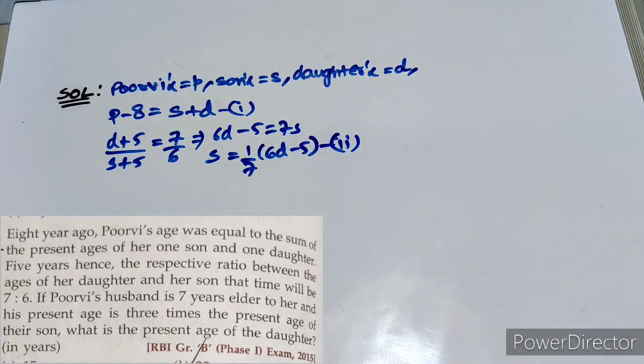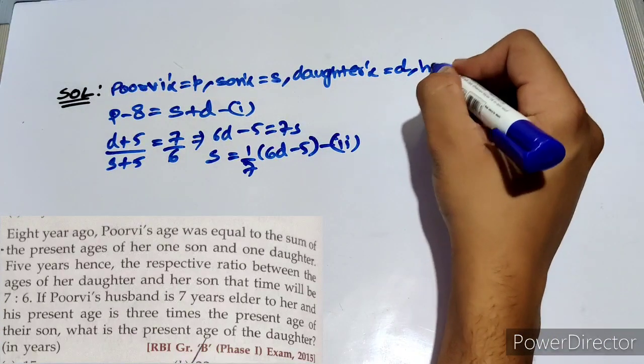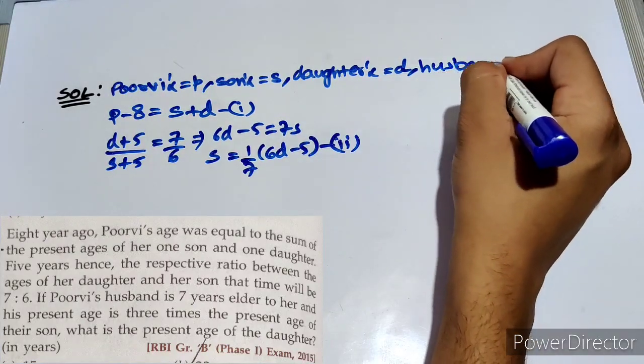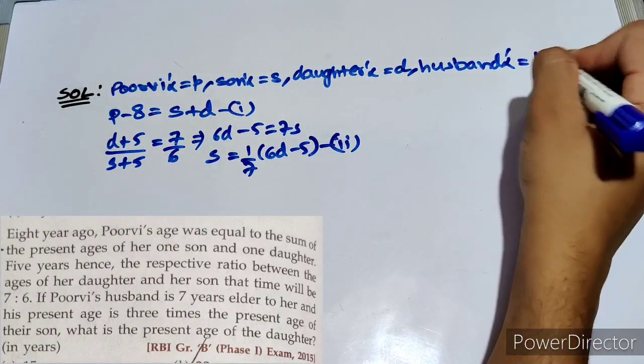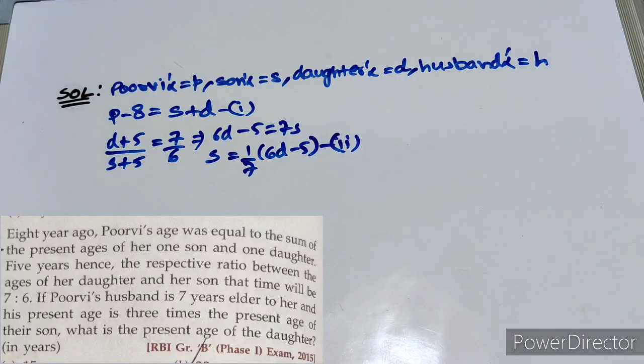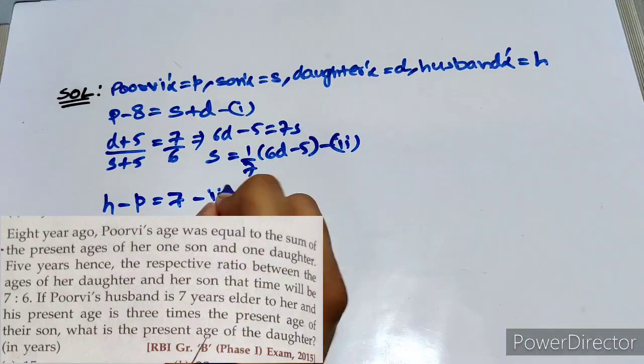So this is our second equation. The third equation we will get from the next line. Purvi's husband is 7 years older, so taking husband's age as H, Purvi's husband is 7 years elder to her. So H minus P is equal to 7. This is our third equation.